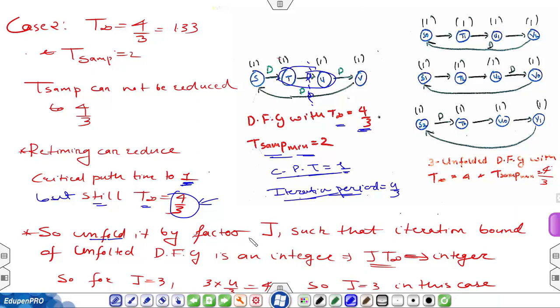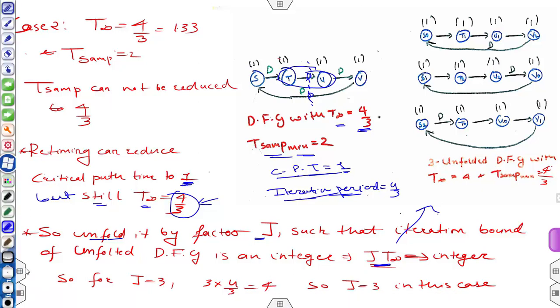Okay, so to increase the sampling rate, you now have to unfold this architecture by a factor j, such that the iteration bound of the unfolded DFG is an integer. So j into the iteration bound will be the iteration bound of this unfolded architecture. This should be an integer. So the iteration bound is 4 by 3, and the minimum value of j for which this factor will be an integer is 3. For j equal to 3, 3 into 4 by 3 is 4, an integer.